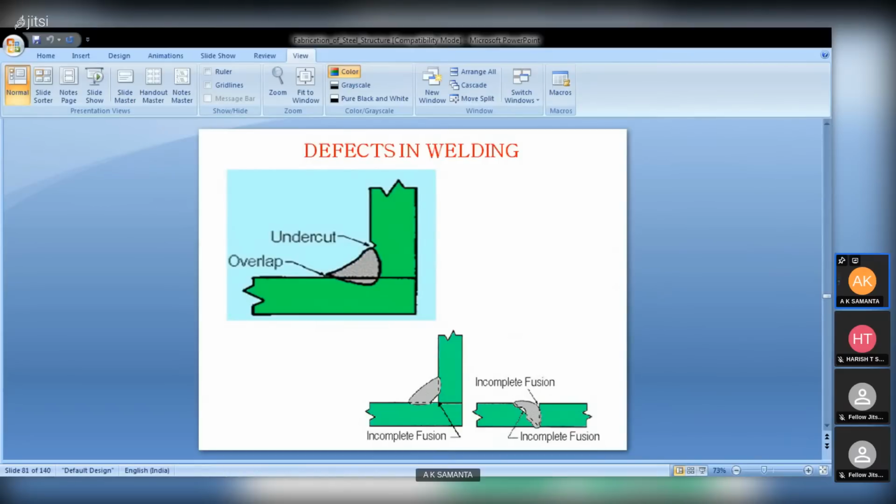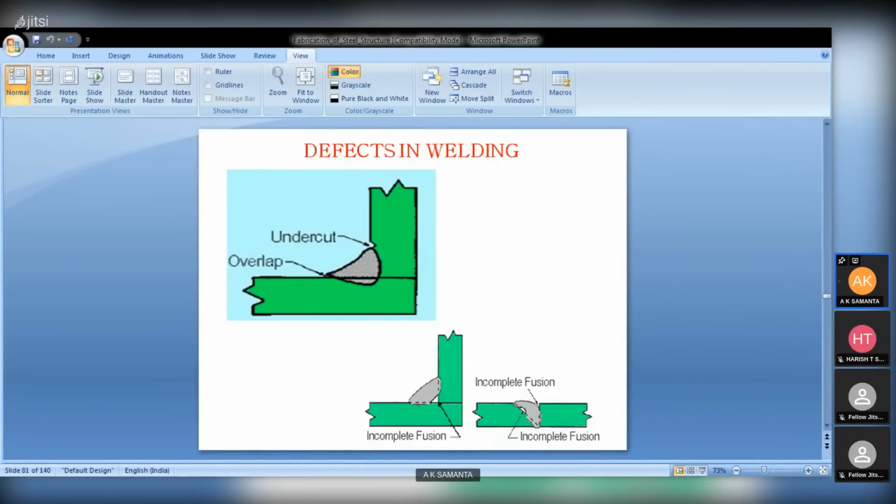Then undercut and overlap. You can see from the left hand side figure, undercut means the heat generated during welding was so much that it has eaten away the parent material itself. So as a result, after welding, the parent metal has become weaker. And overlap is another thing where the weld pool will overflow over the welding position, but it will not stick to the parent material. So undercut and overlap both are defects.